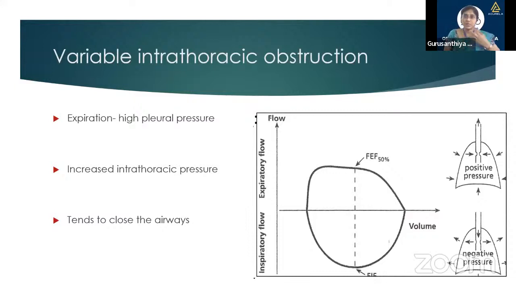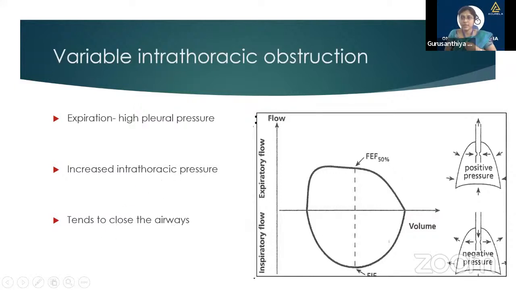But when you expire, the airway gets a positive pressure because the pleural pressure, from a negative value, tends to move towards the atmospheric pressure. So compared to inspiration, the pleural pressure is quite high during expiration. That leads to increased intrathoracic pressure. What happens when there is an increased intrathoracic pressure? There is a compression already inside the trachea due to tracheomalacia or so. But when there is a compression from outside, it compresses the airway further. That leads to closure of the airways in the expiratory part of the curve.